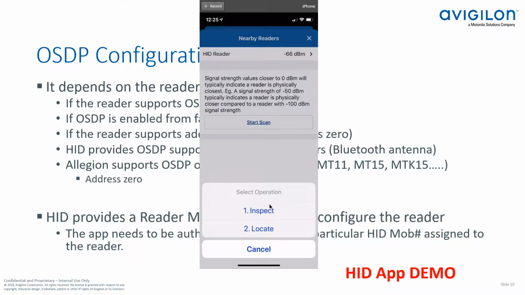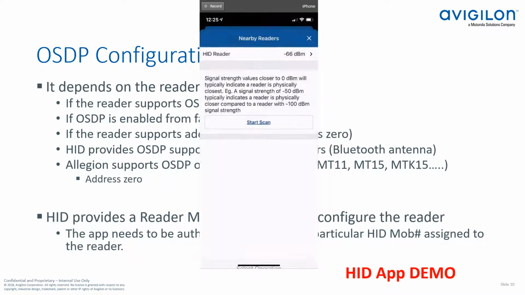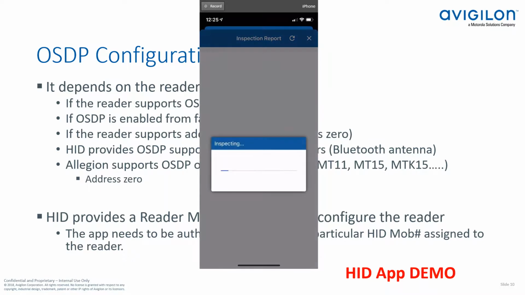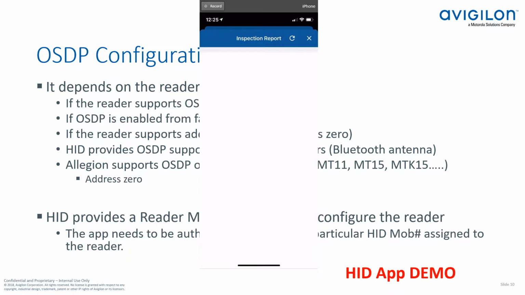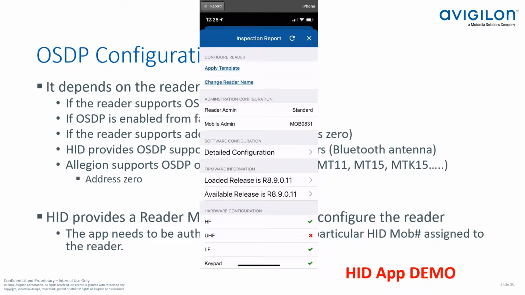I'm just going to go ahead and click here, inspect, and this will connect to the reader itself. It takes a little bit of time for the reader to come up, and then I can connect to it. You should be pretty close to the reader, okay? And then this screen comes up. So I can apply a template to it. I can change the name of my reader right there, okay? That's the mob that is in my reader right now. If I click on this, I can actually delete that mob and add a different one into it.